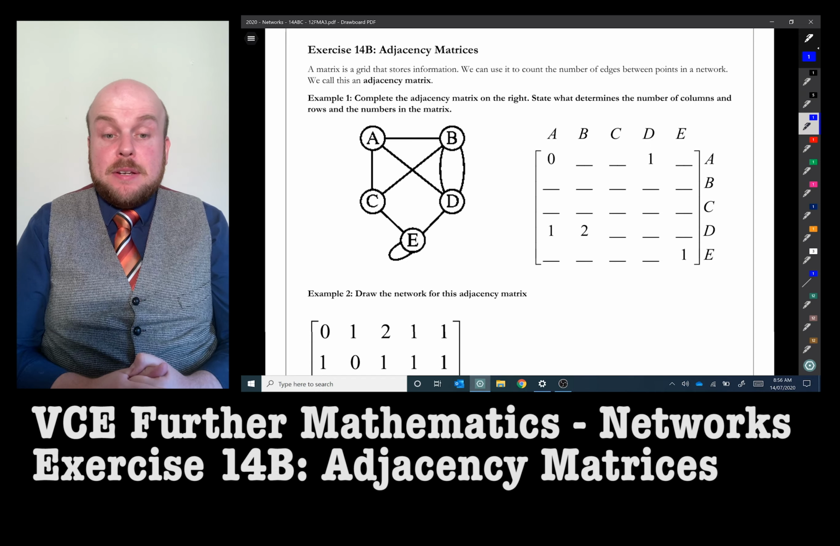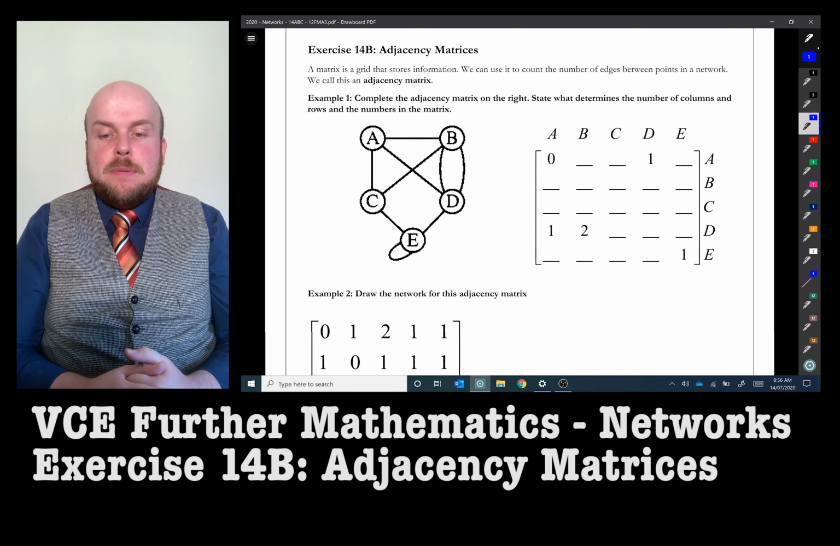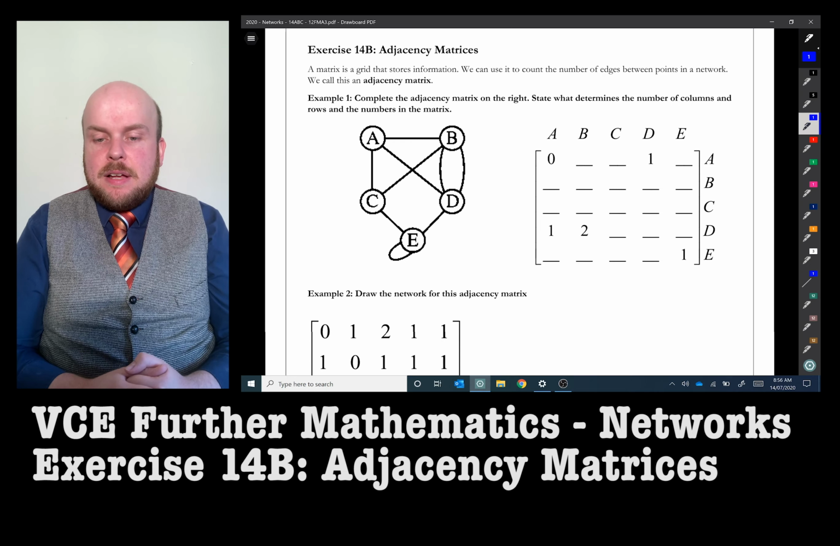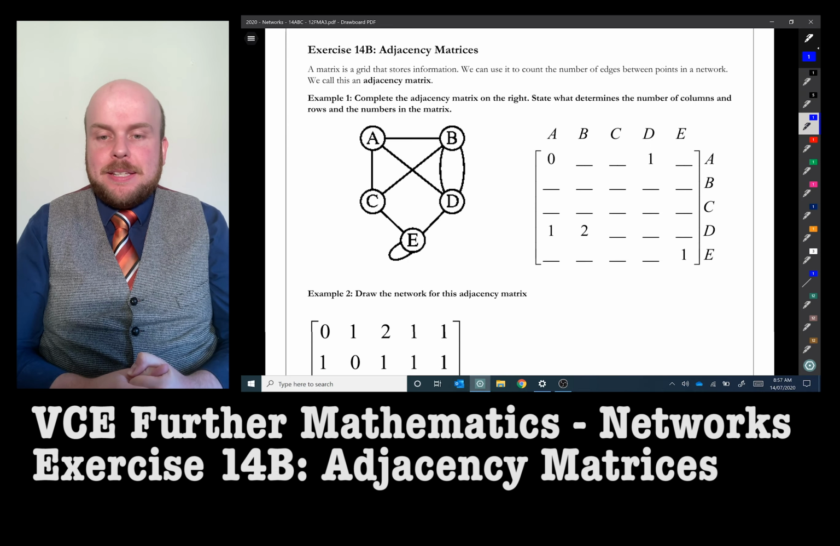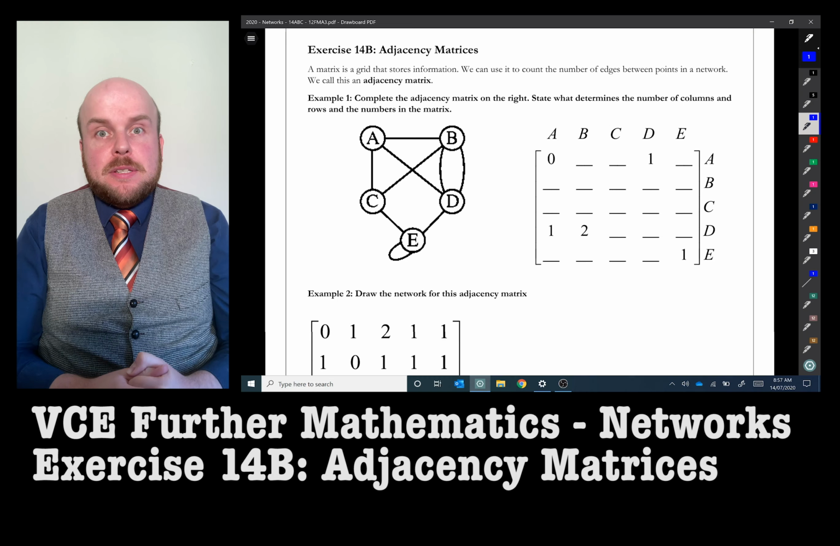So my example here is: complete the adjacency matrix on the right. State what determines the number of columns and rows in the numbers in the matrix. So I see that I've got a 0 for D with the 1 there, and we've also got an A that has a 1, B has a 2, and E has a 1 there. Now I did say before that we use an adjacency matrix to count the number of edges between points in a network. And by points, of course, I mean nodes or vertices.